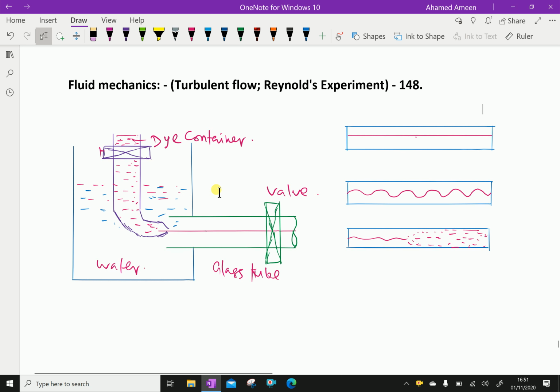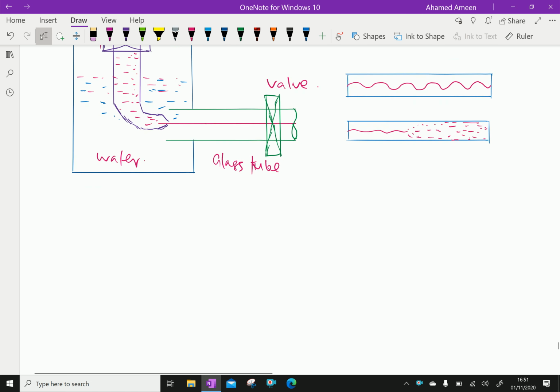Here, Reynolds suggests a formula for the Reynolds number: Re equals rho V d over mu, where rho is the density, V is the velocity, d is the diameter of the pipe, and mu is the viscosity of the liquid which flows through the pipe.